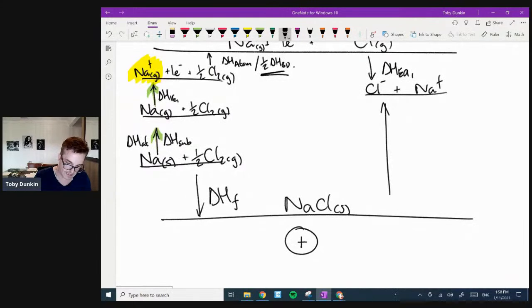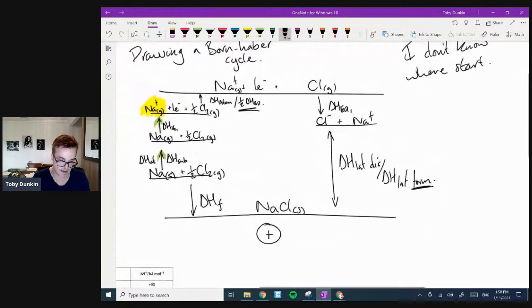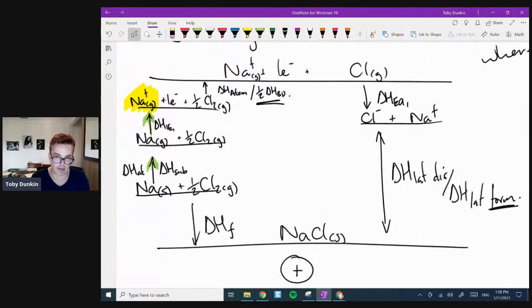Now, at this point, we get this final arrow, which is the delta H of lattice, or the delta H of lattice formation, either one. We always deal with formation in chemistry. We can do lat form if you like, but they probably won't call it that. They'll probably just call it the delta H of lattice. And that brings me to the end of my cycle.